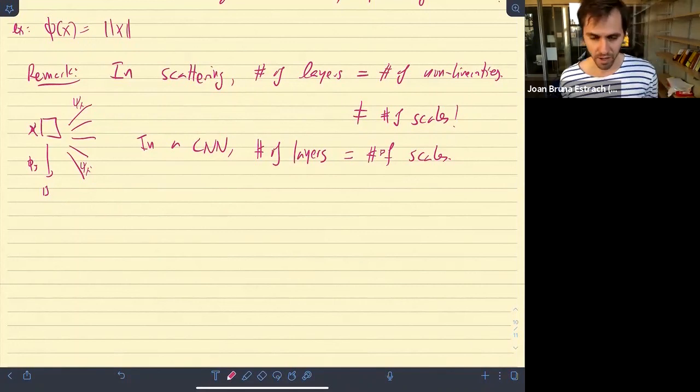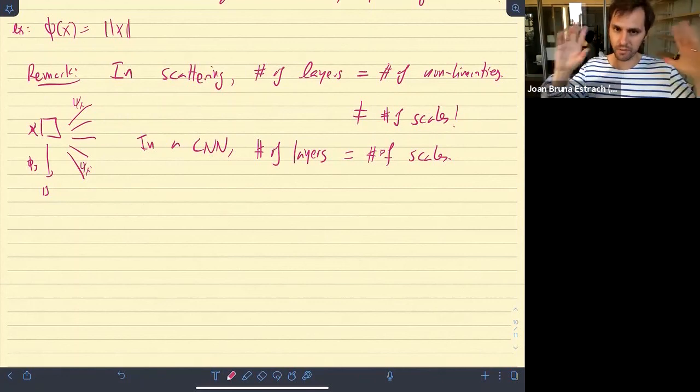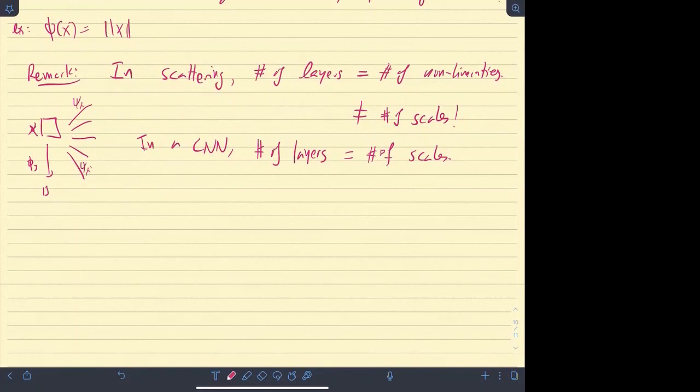So m equals 2 means that you do 2 layers, but you can still have coefficients that at the output have seen the whole image. Does it make sense? Does it clarify the question? Yes, thank you. Okay, great.